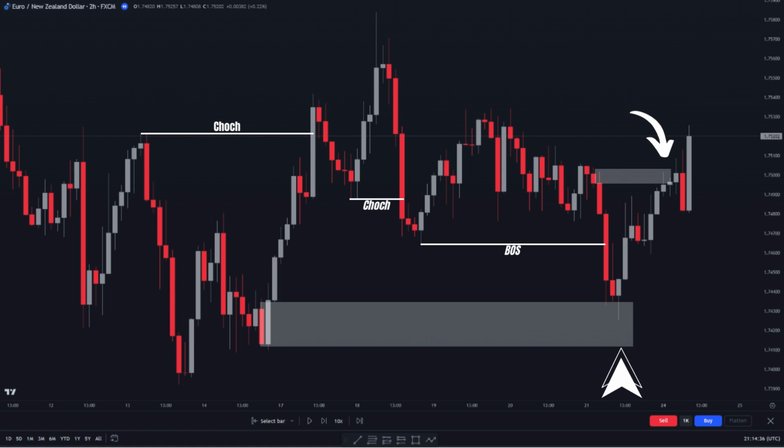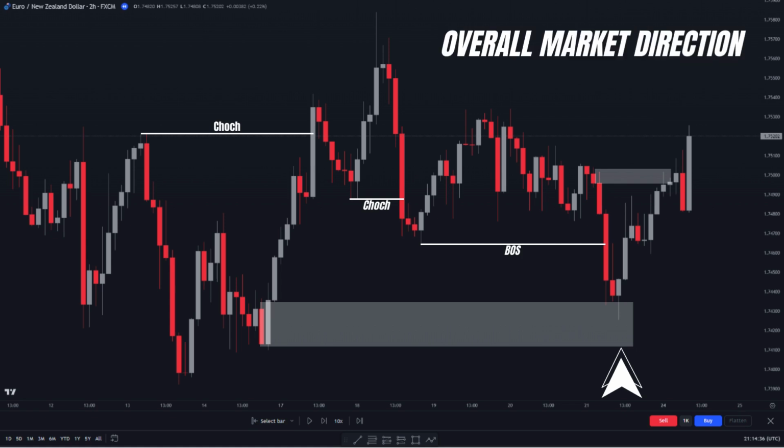Always make sure to start your analysis on the higher time frames. On the higher time frames, look for two things. First, the overall market direction. Second, key higher time frame supply or demand zones. These two factors form the template for how you should approach the lower time frames.